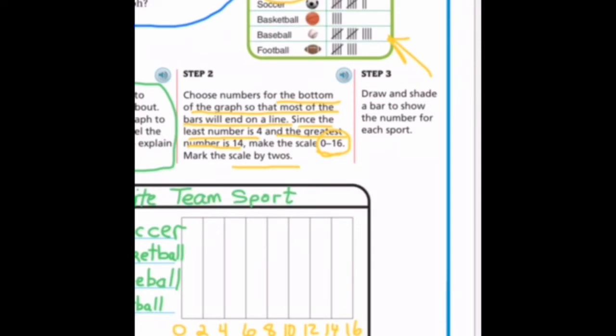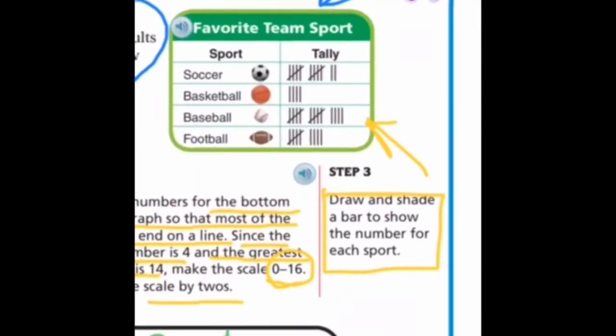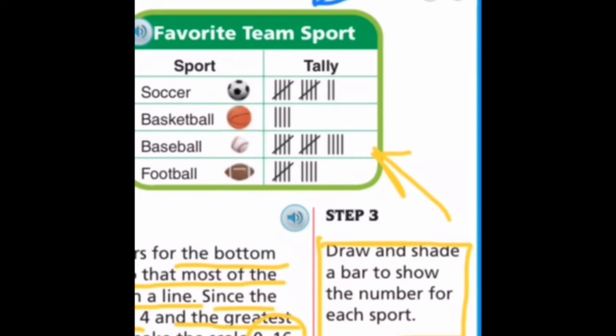Step 3, draw and shade a bar to show the number for each sport. So this is where it's really important, boys and girls, that we count up our tallies exactly correct, right? So what I like to do, I've mentioned it before, I like to write the number over here off to the side, either at the right side or the left, and then I don't have to count the tallies all the time. So I'm going to do that now.